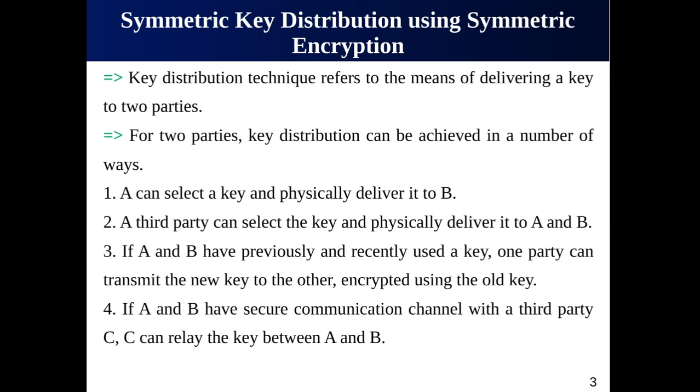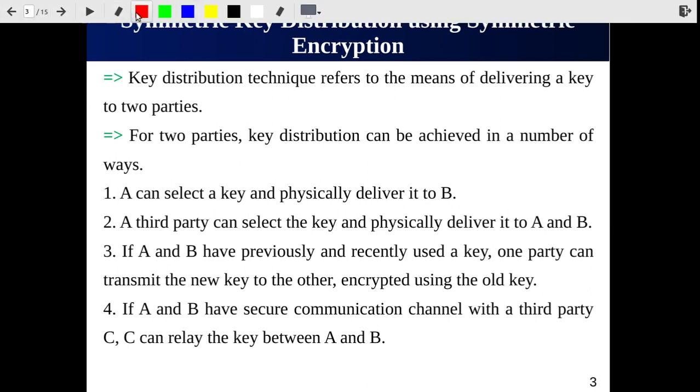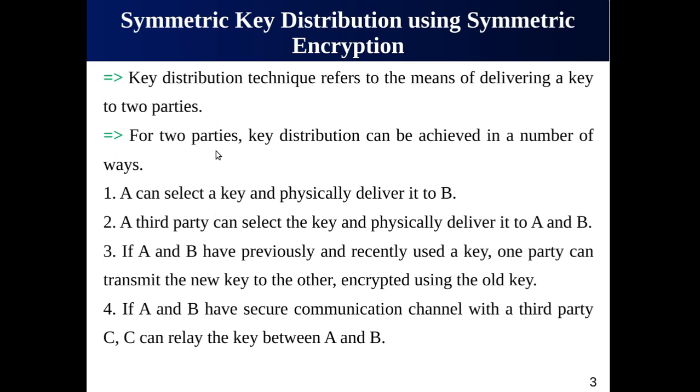Now, let's suppose the communicating parties are A and B. This key distribution can be achieved in a number of different ways. Some of them are here. Method number one: communicating party A can select a key and then physically deliver this key to the communicating party B. That is the first method. You have to physically deliver the key, which is the secret, to B.